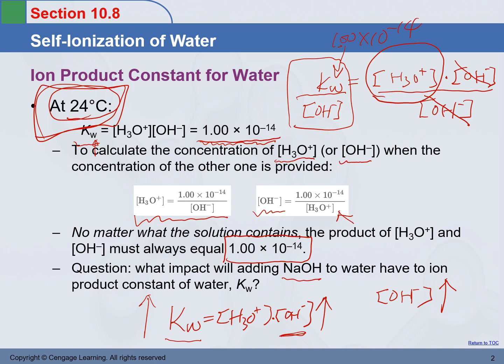That's a very good question. However, the answer is no. Kw is not going to change because when you increase the concentration of hydroxide ion in the solution, the hydronium ion concentration will decrease automatically. This equilibrium, when you add hydroxide to it, will shift to the left, so hydronium ion will decrease. Make sense to you?